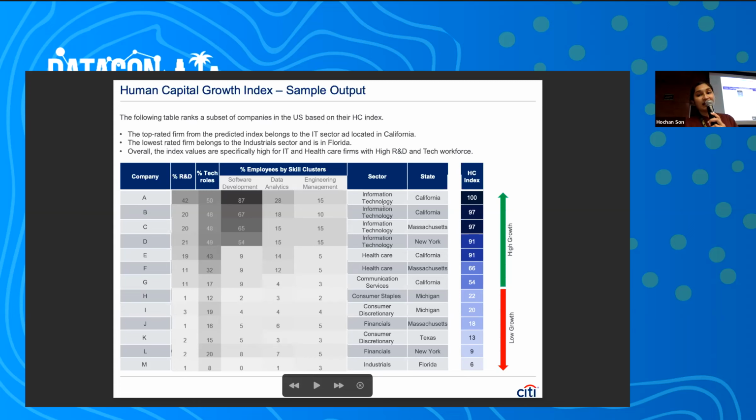And if you look at the topmost company, it's again IT and California. It has the perfect score of human capital index 100. I can't say which company this is, but yeah. And moving on to the next slide.